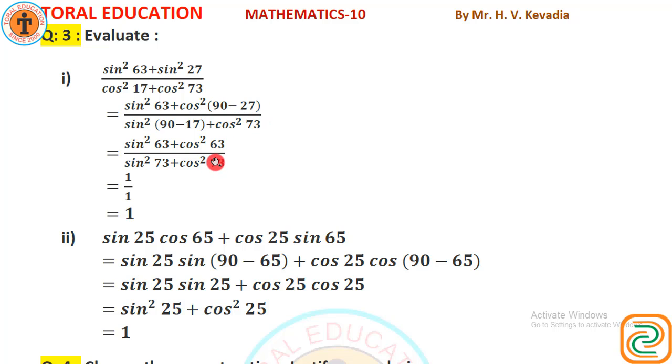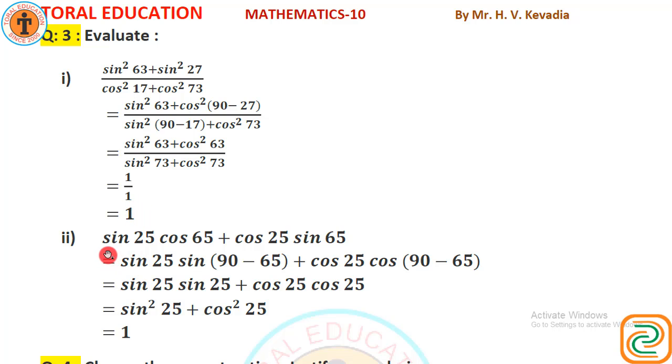Now 90 minus 27, this is 63. And here in the denominator, we have converted this cos square 17 into sin square 90 minus 17. Why have we converted these things? Because sin square theta plus cos square theta equals 1. So this is 1 and this is 1, because both the angles are 63. Here both the angles are 73. Both angles must be the same. If you convert cos into sin or sin into cos, both will be equal. 1 upon 1, this is 1.